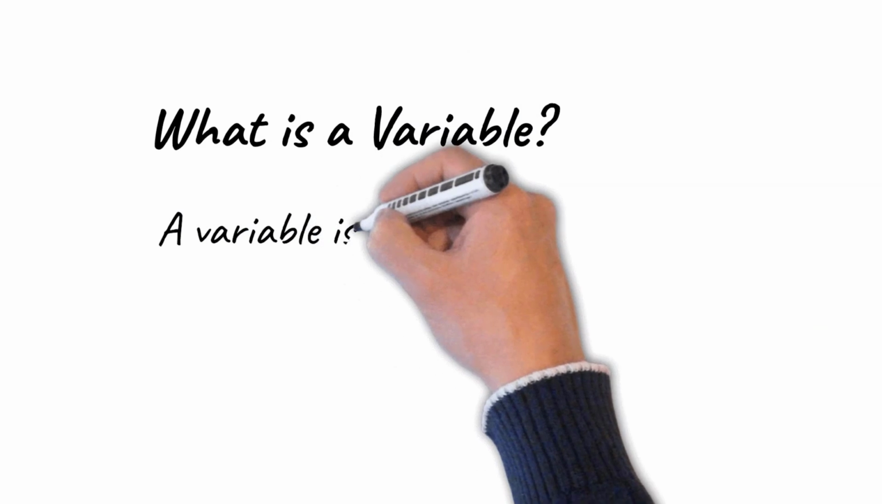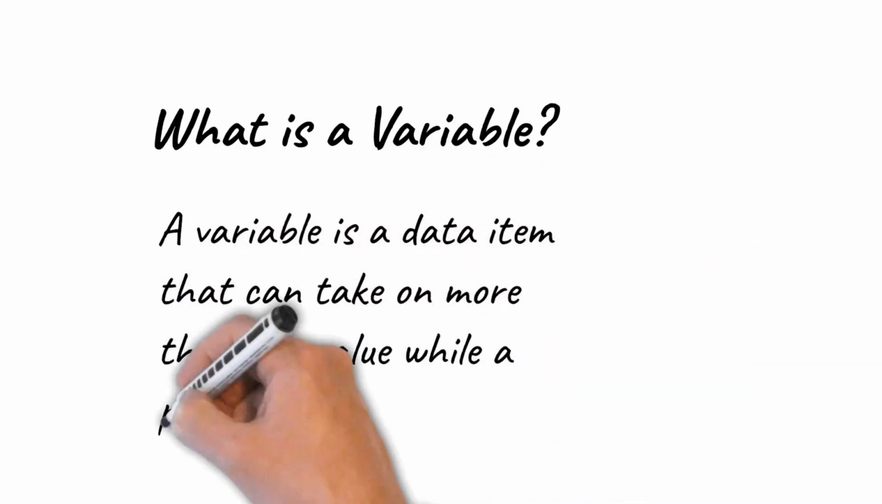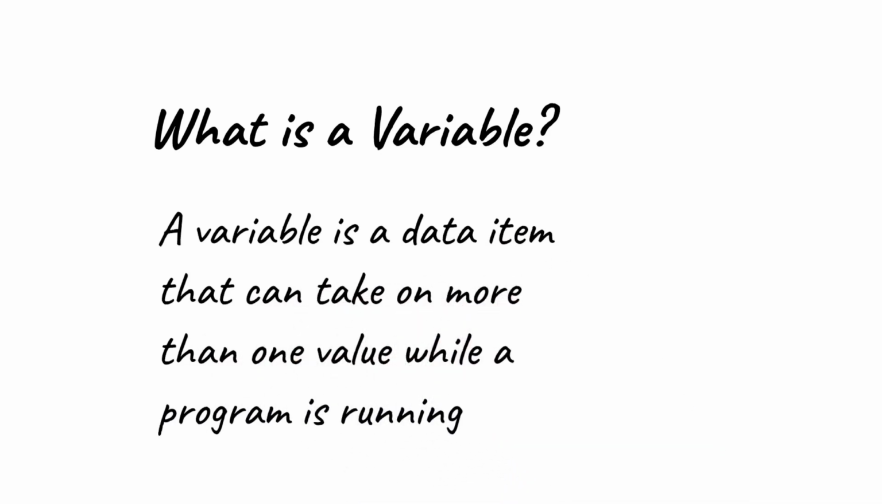So what is a variable? A variable is a data item that can take on more than one value while a program is running. But if that doesn't mean that much to you at the moment, let's see if we can unpick that and explain it.